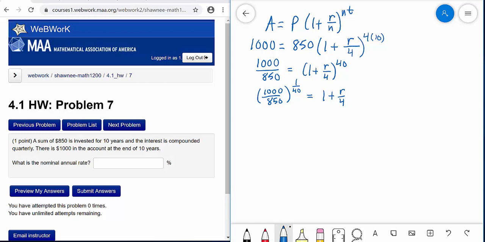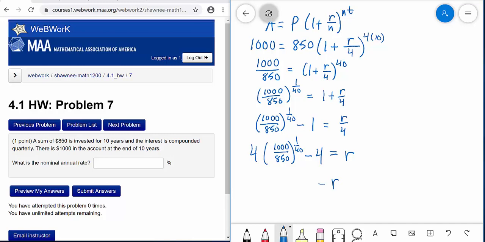So the next step would be to subtract 1 from both sides. That will equal the interest rate divided by 4. And then finally, multiplying both sides by 4, I would get 4 times (1,000 over 850) to the 1/40th power. And when I multiply the minus 1 times 4, I get minus 4. So that would give me my rate r.